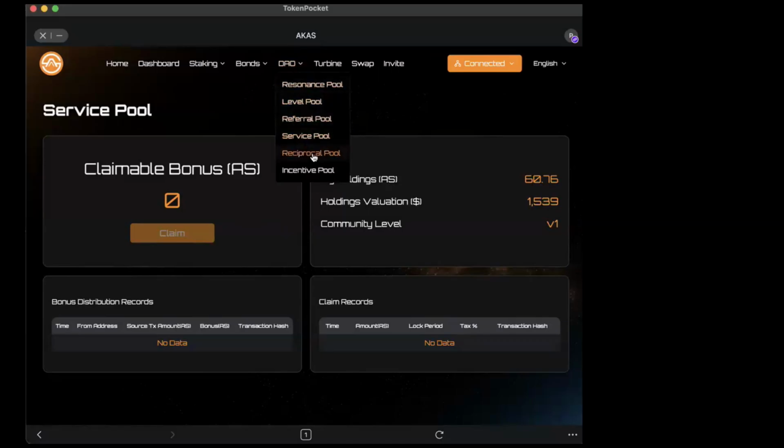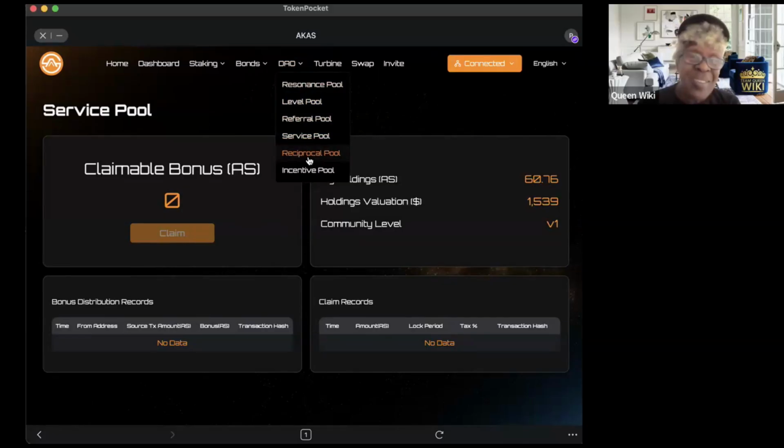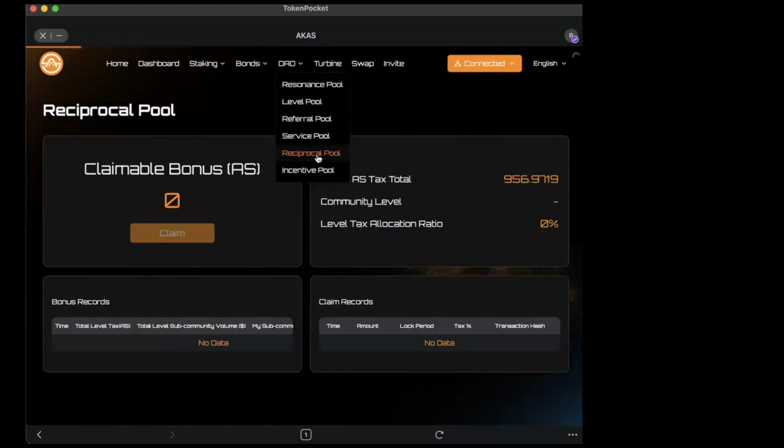Next one, how do I pronounce this? Reciprocal pool. Yes, this reciprocal pool actually is the tax. For all the tax, you will be putting in this reciprocal pool. Sorry, not all the tax. 50% of the tax comes into this reciprocal pool.